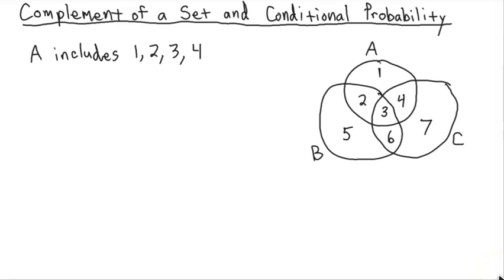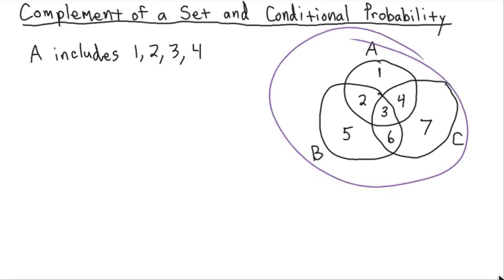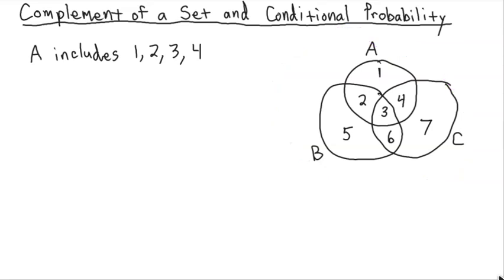Right, now we're going to look at two concepts. One is called the complement of a set, and the other is called conditional probability. We're going to look at them one at a time. To help us understand, we're going to use this Venn diagram, and you can see three circles.